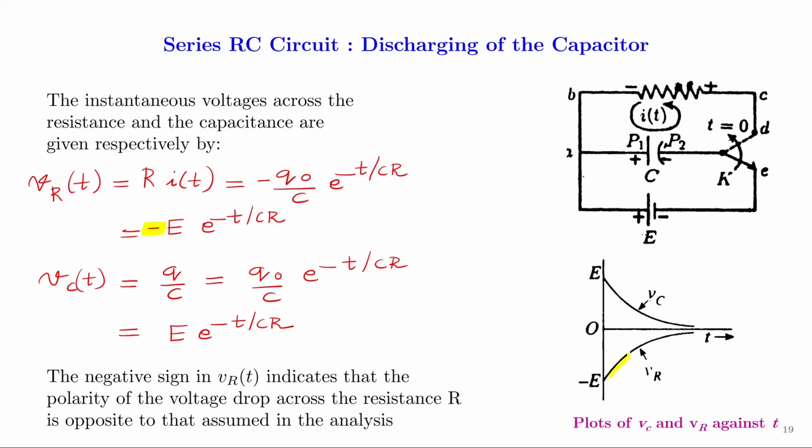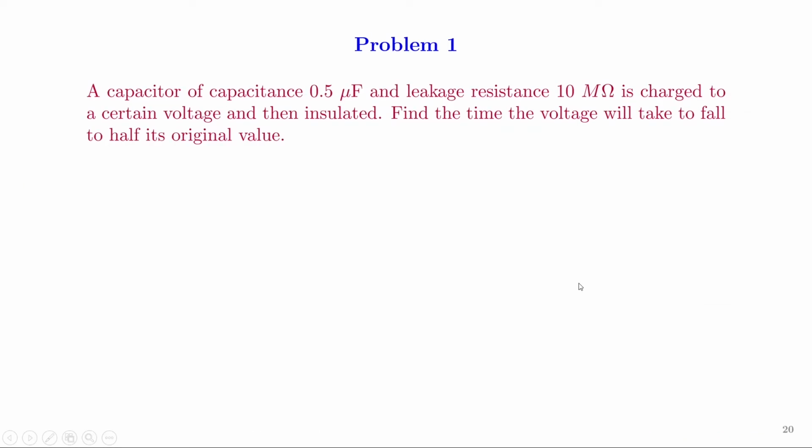The plot of VR is as shown here, and that of VC is shown here. We shall work out two problems in this section. The first one goes like this. A capacitor of capacitance 0.5 microfarad and leakage resistance 10 megaohm is charged to a certain voltage and then insulated. Find the time the voltage will take to fall to half its original value.